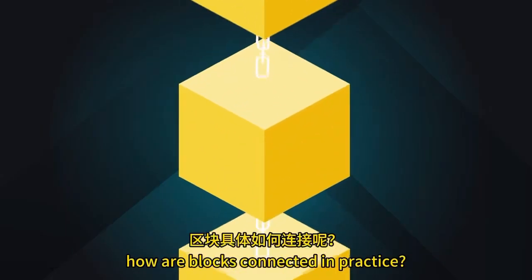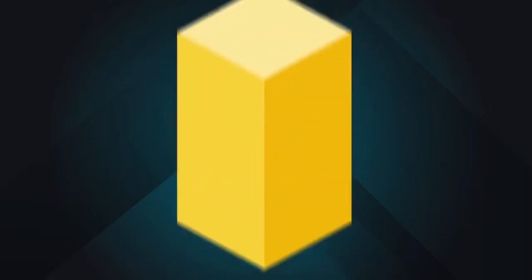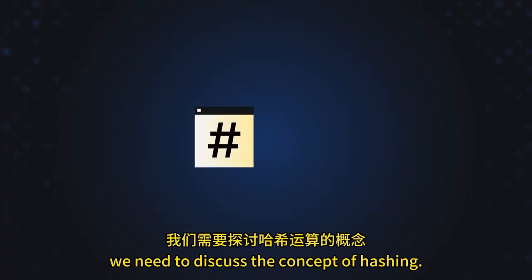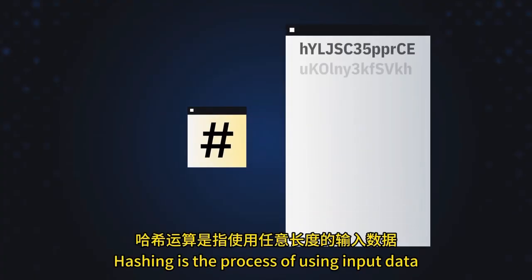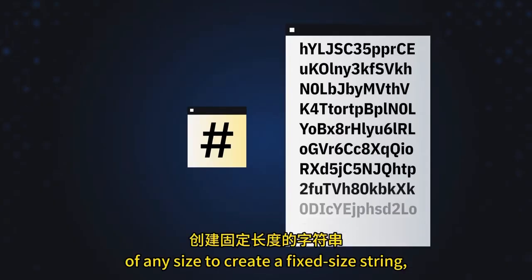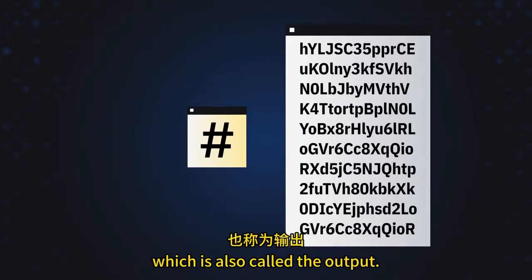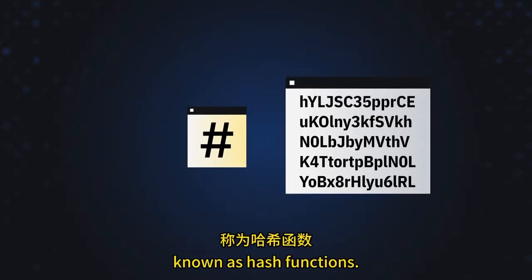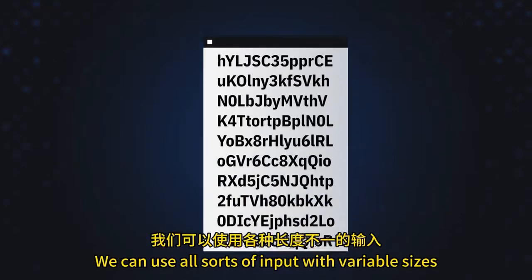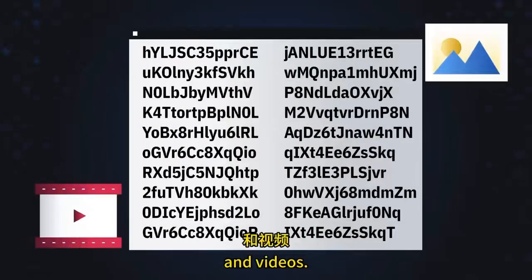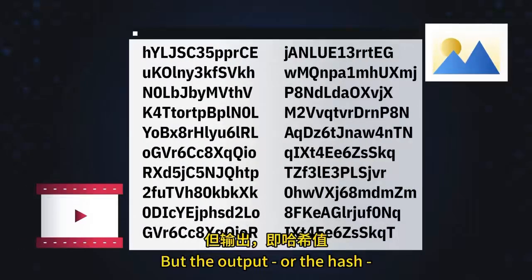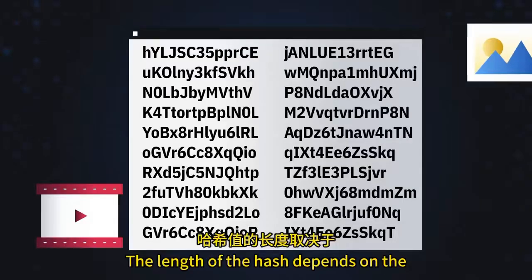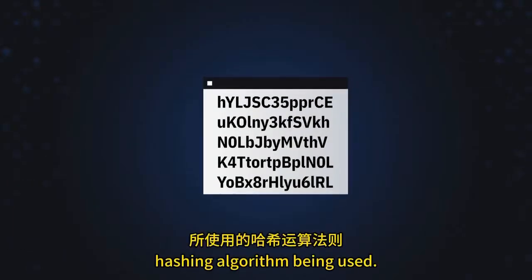So, how are blocks connected in practice? To answer this question, we need to discuss the concept of hashing. Hashing is the process of using input data of any size to create a fixed size string, which is also called the output. And this is done through mathematical operations known as hash functions. We can use all sorts of input with variable sizes such as text, images, and videos, but the output, or the hash, will always have a predictable length. The length of the hash depends on the hashing algorithm being used.